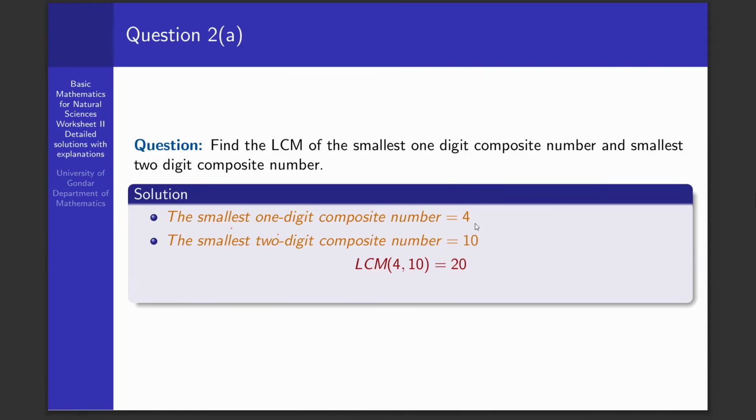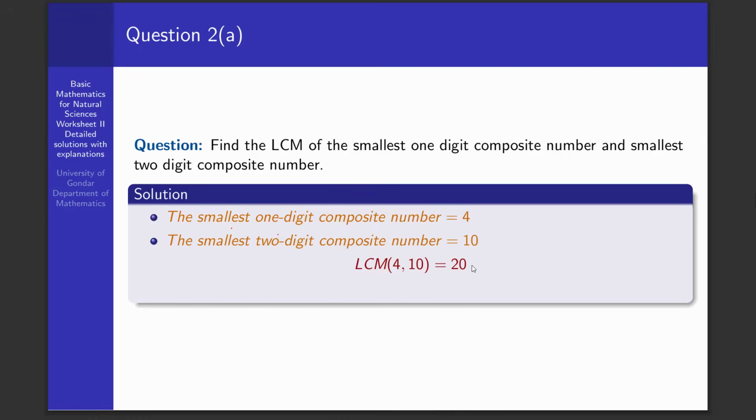The least common multiple of these two is 20, because 4 is 2 squared and 10 is 2 times 5. From the powers of 2, we take the highest one, that is 2 squared, and from 5, even though it is not a common factor, we have to take it, so 2 squared times 5 becomes 20. Therefore, the least common multiple of the smallest one-digit composite number and the smallest two-digit composite number, that is 4 and 10, is exactly 20.